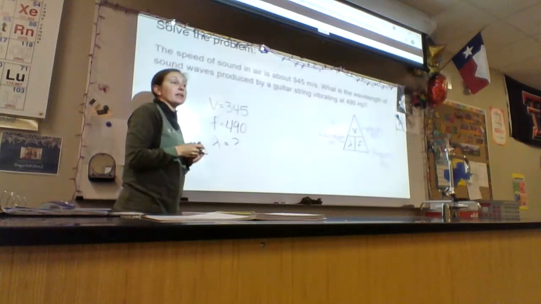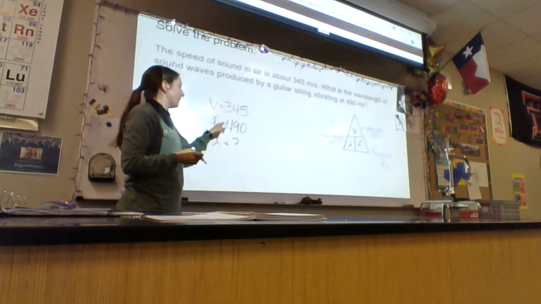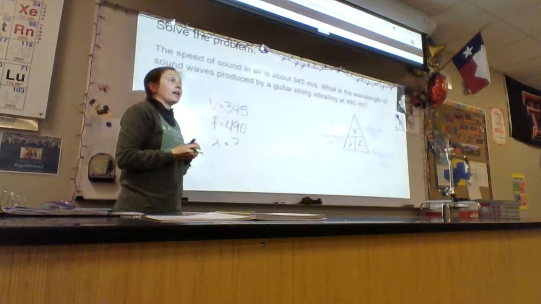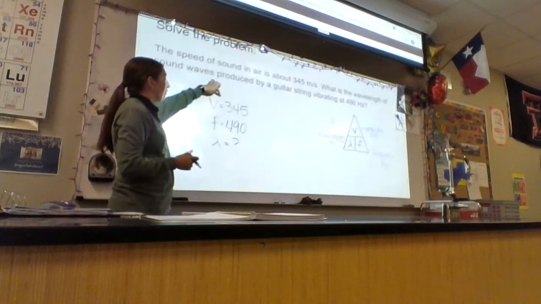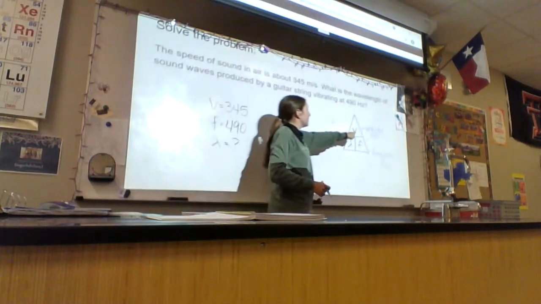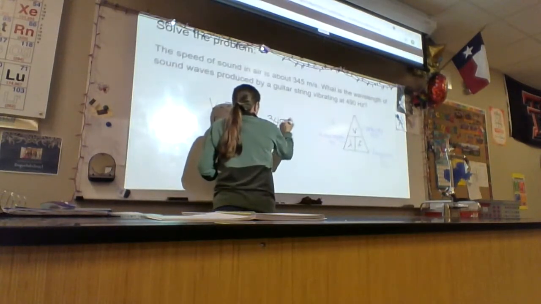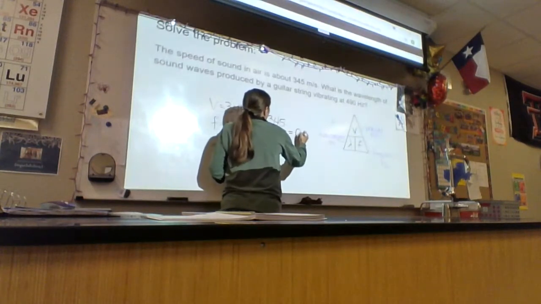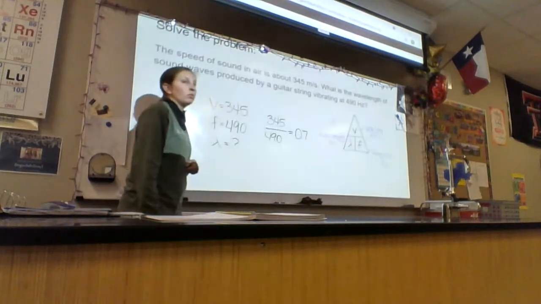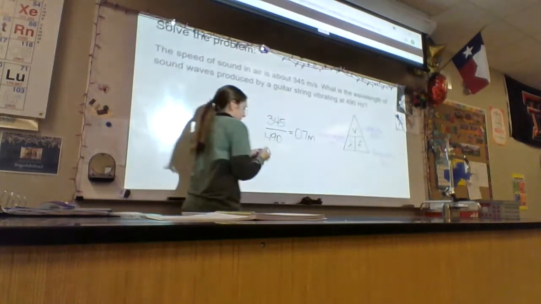Now listen to me when I say this. You don't always do the big number first. Like on this one, we're not going to do 490 divided by 345. We got to make sure we put velocity in our calculator first. So our math here is v over f, because that's how it is in our triangle. V over f. So we have 345 divided by 490. It is 0.7. What is my unit? Meters, because we're looking for wavelength.